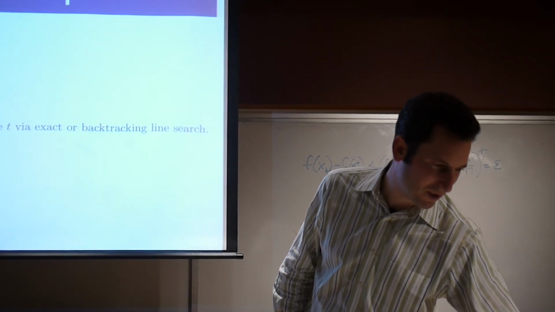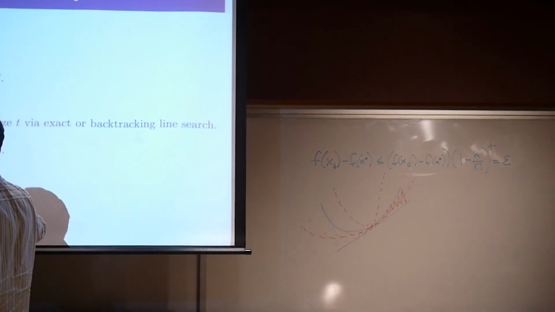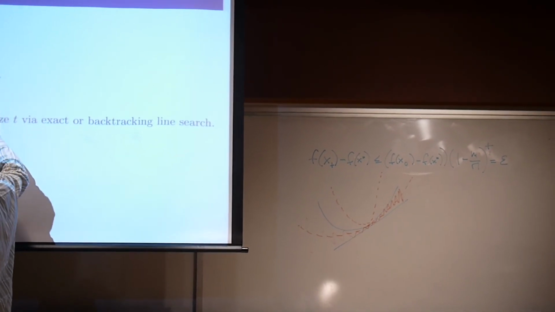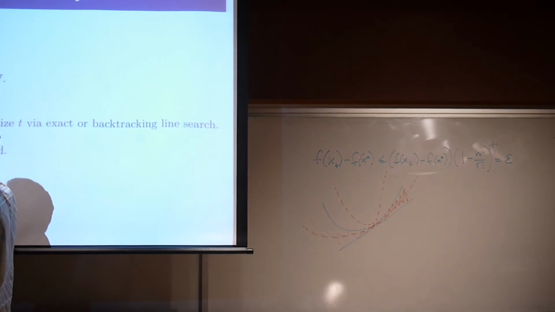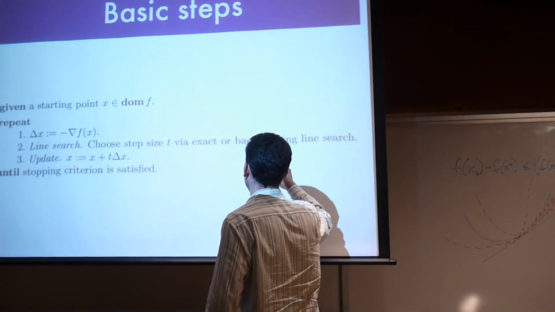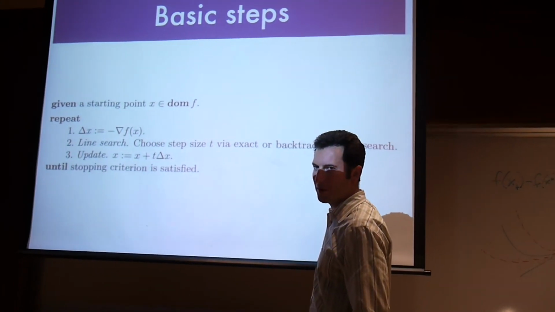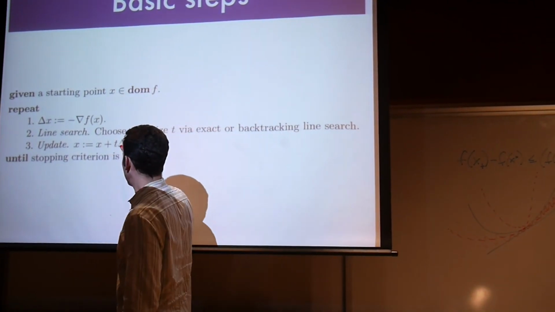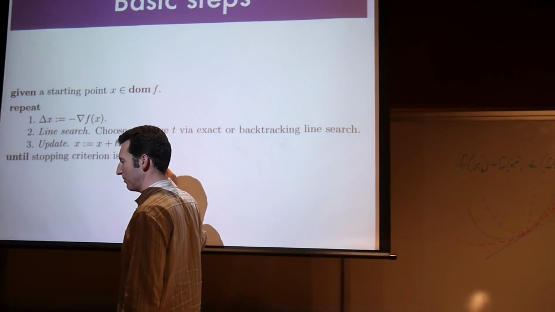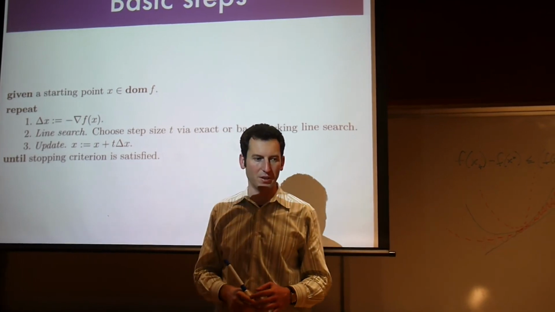So here's the algorithm, right? It's exactly the one that we had before. Given a starting point, do the following: compute the gradient, perform a line search, choosing the step size via backtracking. I didn't talk about backtracking; there's a lot more in Stephen Boyd's book. And then you update until we have converged, that is, until it's good enough, for instance if the gradient is small enough.